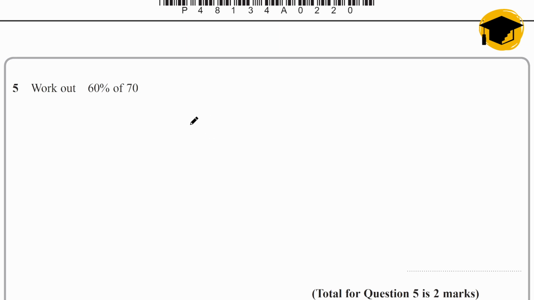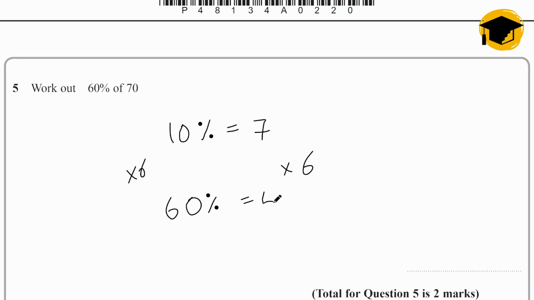60% of 70. Easy way to do this, as this paper is non-calculator. 10% of 70 is 7. So times this by 6. Times this side by 6. 60%. 7 times 6 is 42. Answer is 42. Notice the marks. We've got 2 marks here. 1 mark for your final answer and 1 mark for your working out.